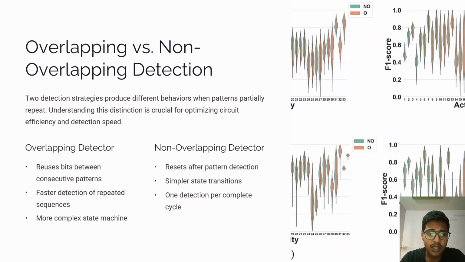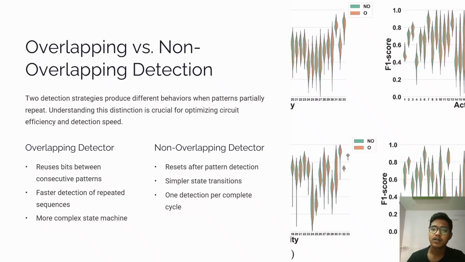The overlapping detector reuses bits between consecutive patterns, gives faster detection of repeated sequences, but needs more complex state machines. The non-overlapping detector resets after pattern detection, has simpler state transitions, and gives one detection per complete cycle. By the diagram, we can see the repetition in the overlapping case.